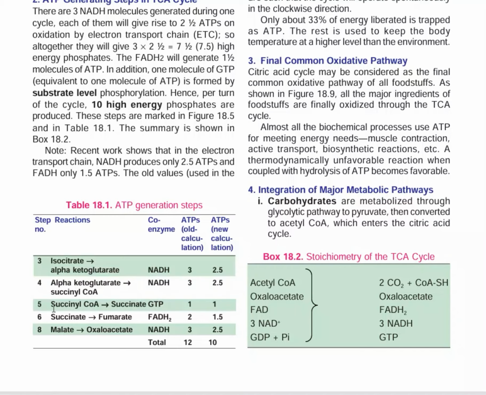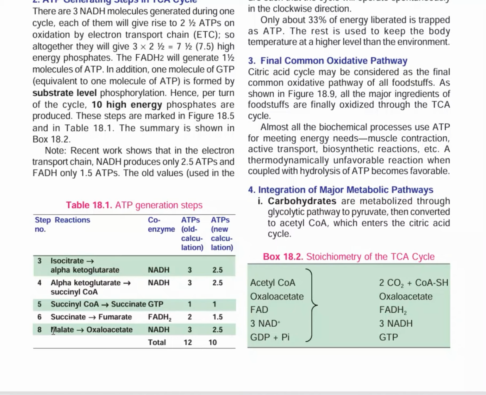In step number 5, succinyl-CoA is converted to succinic acid, where 1 GTP is produced, and it will give 1 ATP and 1 ATP. Number 6, succinic acid to fumaric acid, where 1 FADH2 is generated, and it will produce 2 molecules of ATP as per the old calculation, and in the new calculation 1.5 ATP.